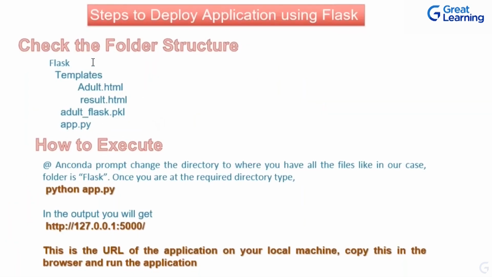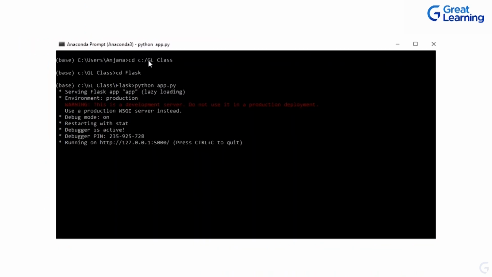Now, to execute this file, we'll go on to the Anaconda prompt. Herein I am at the Anaconda prompt. I'll go to the directory which I have created. So I'm saying cd c:\gl class. I reach the Flask. Once I am at the directory from where I have to execute the file, I'll say python app.py.